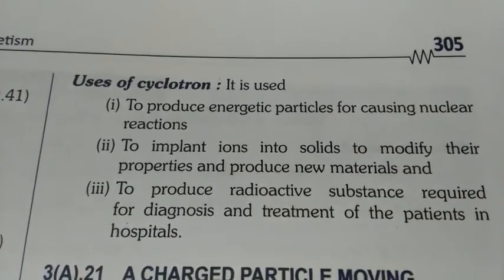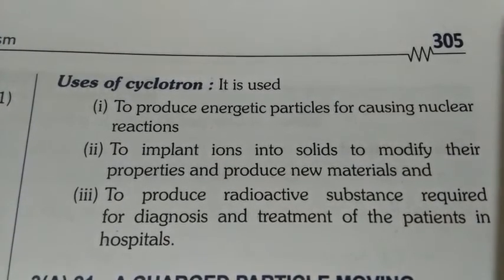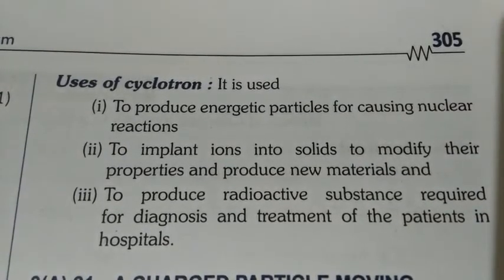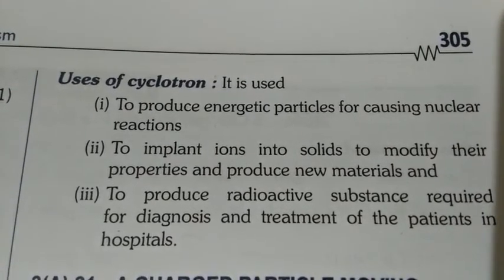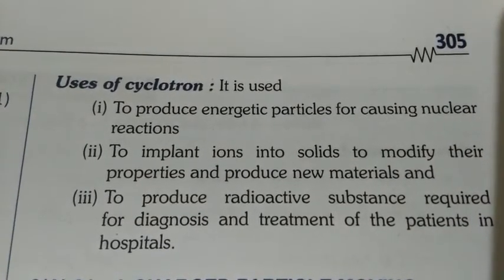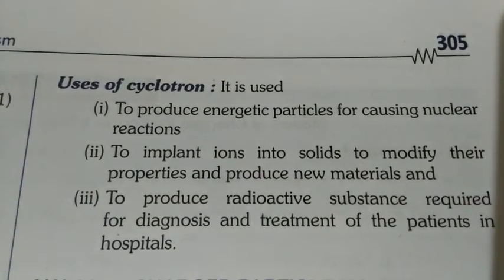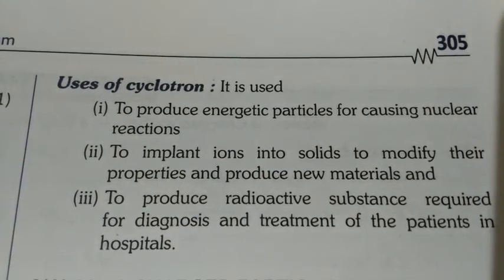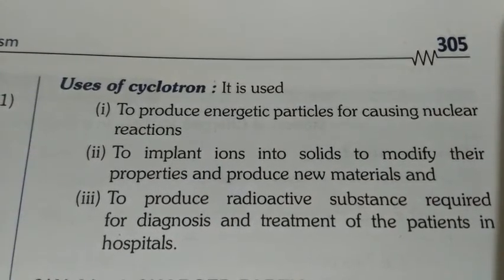Then the last topic of this chapter, uses of cyclotron. It is used first to produce energetic particles for causing nuclear reactions. Second, to implant ions into solids to modify their properties and produce new materials. And third, to produce radioactive substances required for diagnosis and treatment of patients in hospitals.